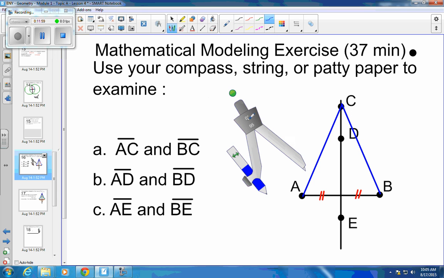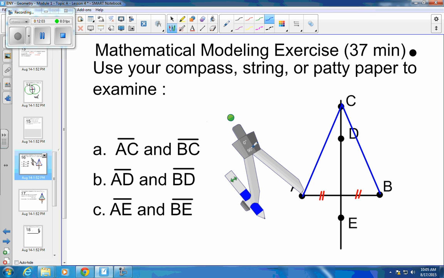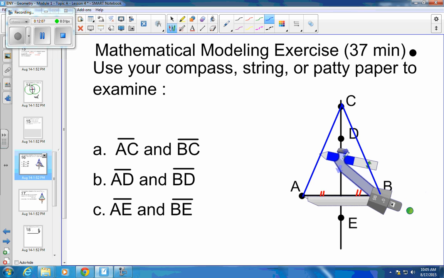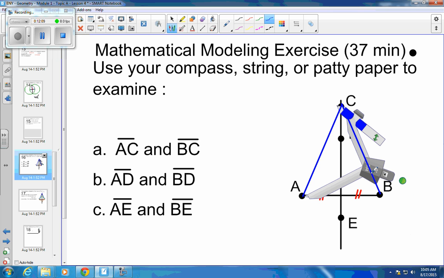Well, let me pick up my compass here, and I'm going to center it at A, and I'm going to swing it around here, and I'm going to make it the same radius as C, so it's basically looking at a circle that's centered at A, radius AC. And you can see that we come right across, and I'm just a little bit too high. There we go.